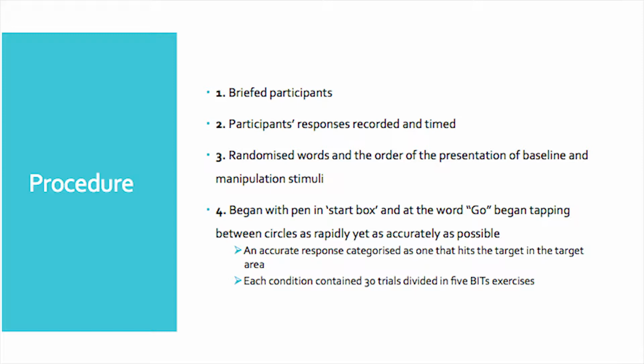An accurate response was categorised as one that hits the target in the target area, and on the occasion of missing the target, participants were asked to repeat the trial. Each condition, containing 30 trials divided into the 5 bits exercises, was preceded by a practice trial.